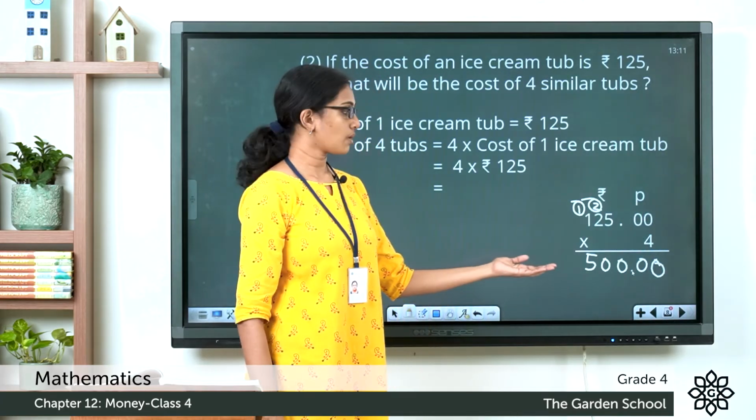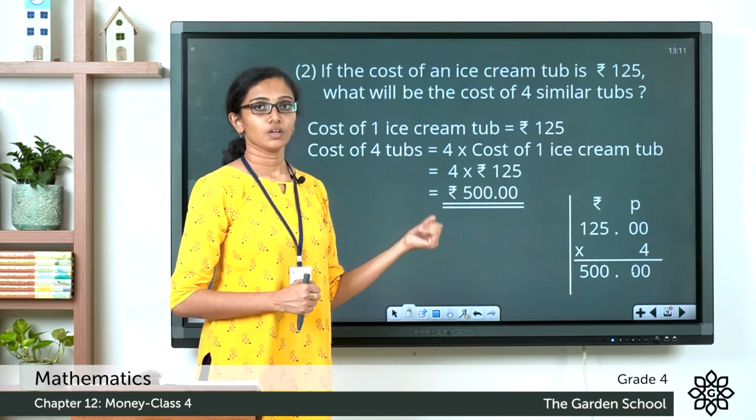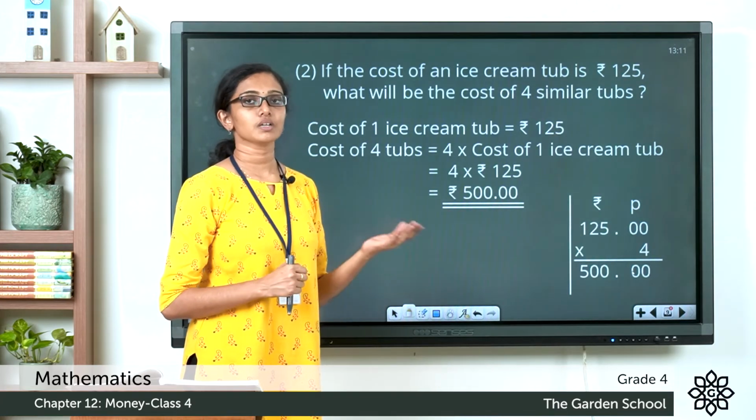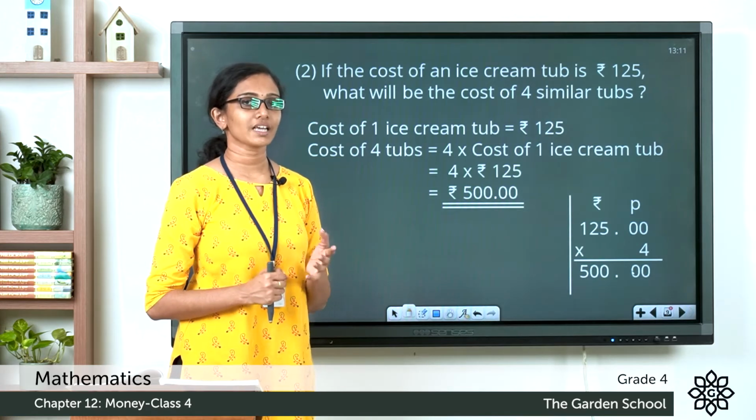So what is the final amount? The total amount is equal to 500 rupee. So the cost of 4 tubs of ice cream is equal to 500 rupee. So hope these questions are clear to you.